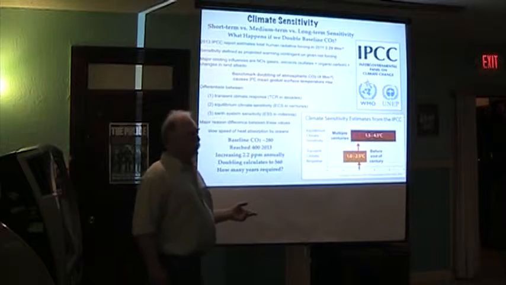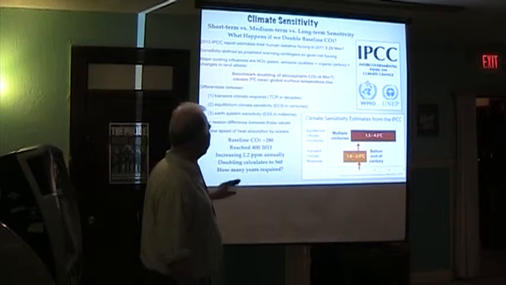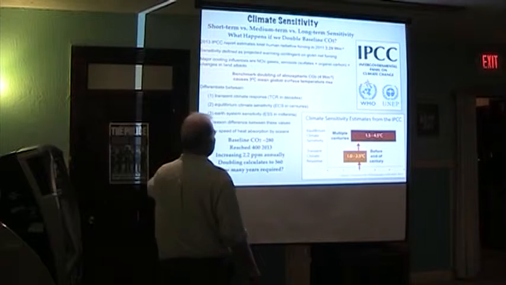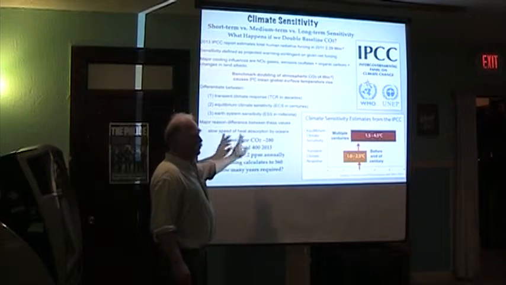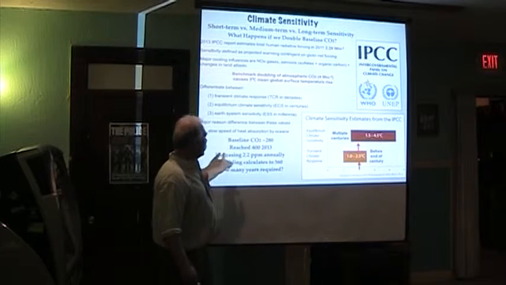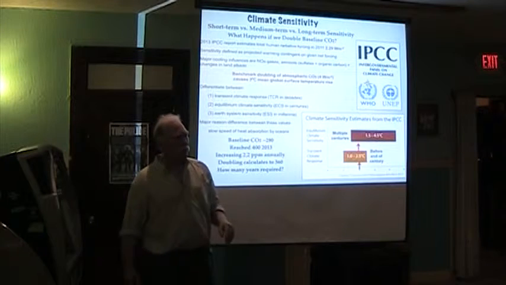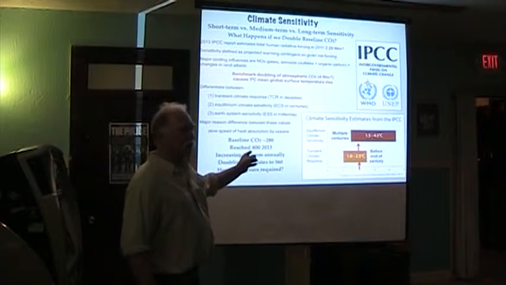Because these are very complicated systems, obviously. And I'm not trying to clarify much about them, but hopefully some. Now, question for you. So, baseline 280, we hit 400 last May. I don't know where we are, it's easy to look up from day to day. So, it's going up about 2.2 parts per million per year. So, how long would it take to double, to get to 560? How many more years would it take?